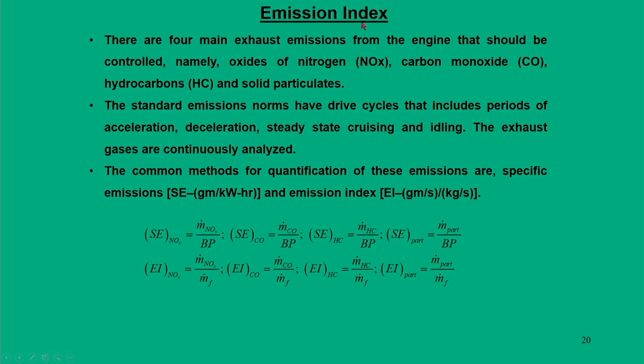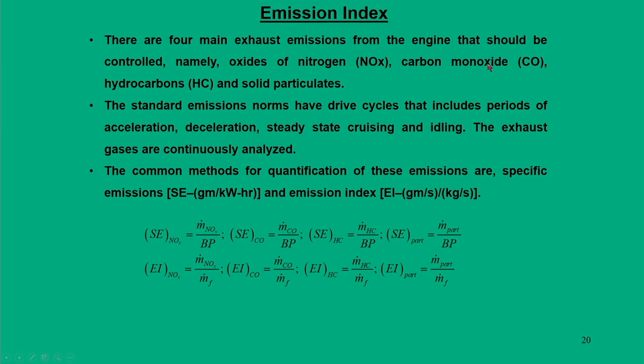This emission index means that when the engine is run, there are some unwanted products that come out of the engine, and they are treated as oxides of nitrogen, carbon monoxide, hydrocarbons and other solid particulates. The common method of quantification is by two means. One is in terms of specific emissions, that is, how many grams of that particular gas come out per kilowatt hour. This is one way of representation.